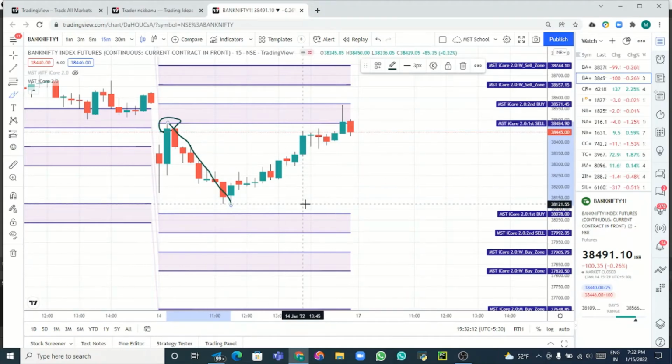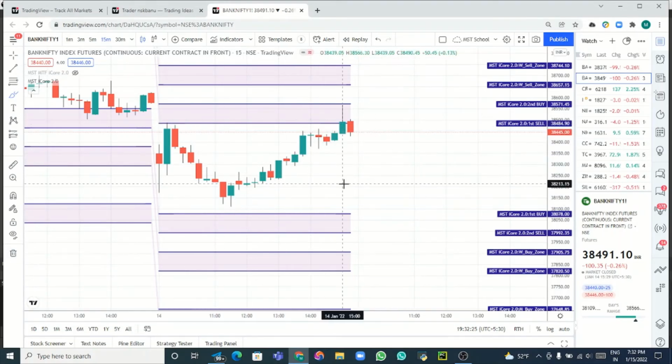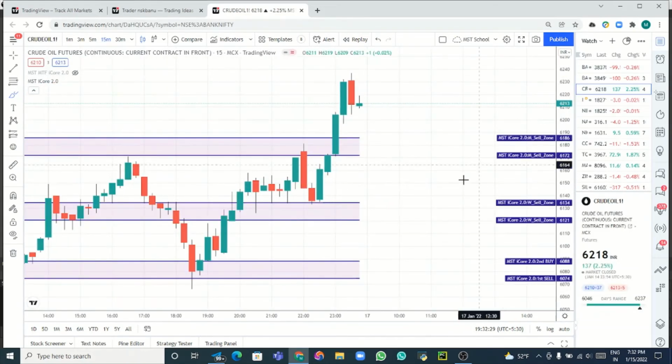We have also mentioned about the virgin entry, so yesterday's entry also we can consider. See here, exactly it has taken support from there, then it has reversed. So this is how we have to trade using our indicator. It is very simple.